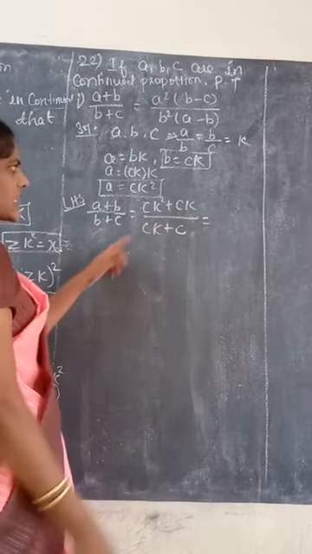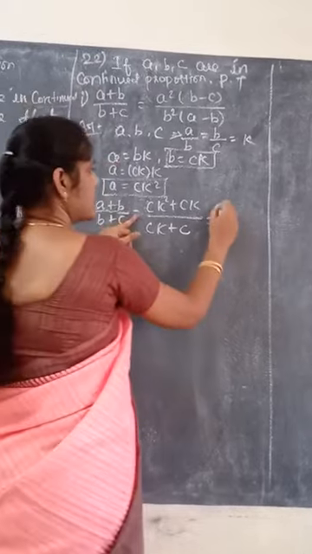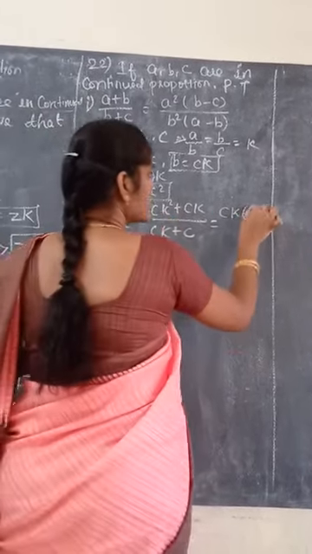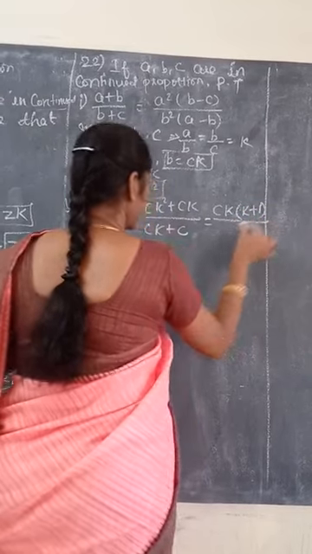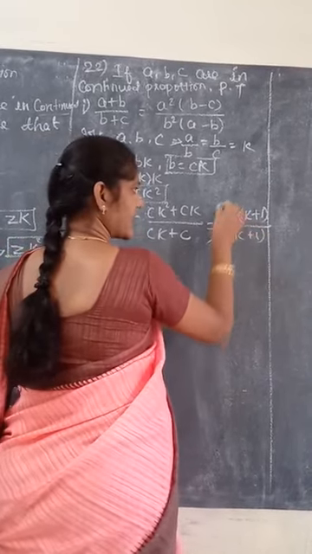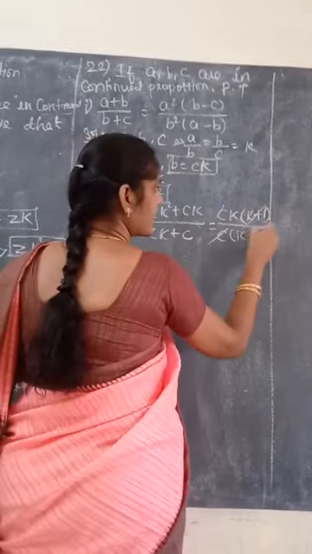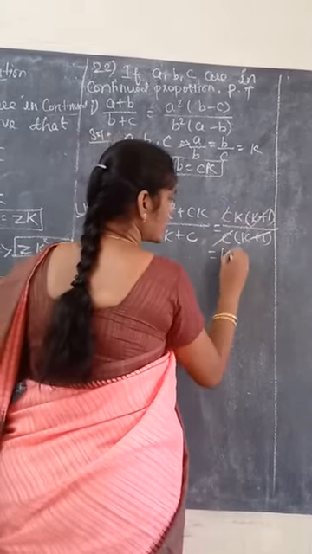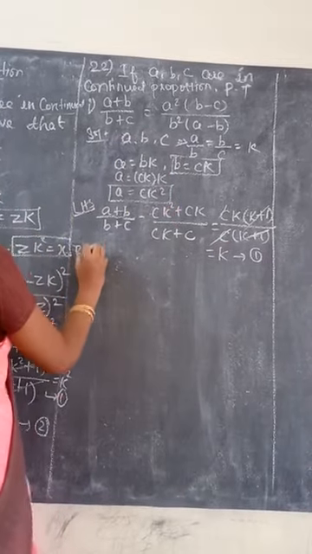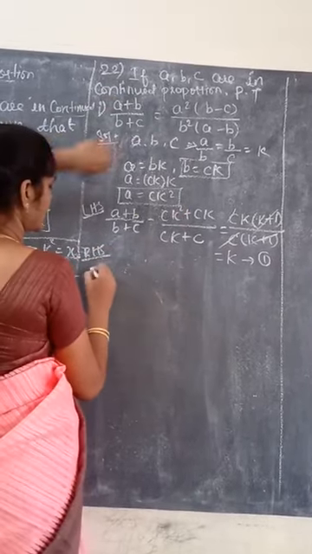So in this, can we take c k as common? If you take c k as common, the remaining term is k. So k plus 1 divided by, here take c as common. So k plus 1. c cancels, k plus 1 cancels. So equal to k. Take that as equation number 1. Next, come to the right hand side. What is the right hand side?